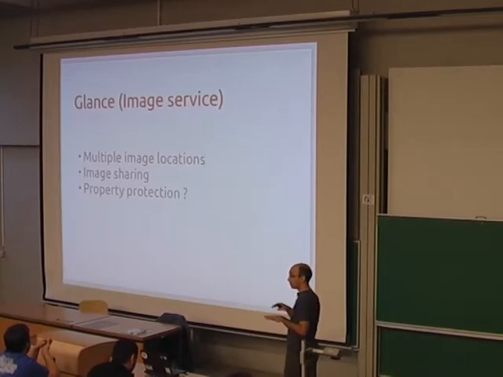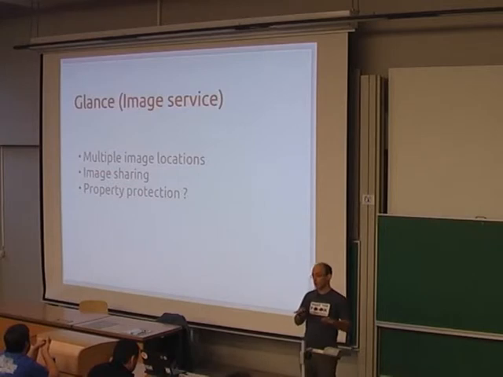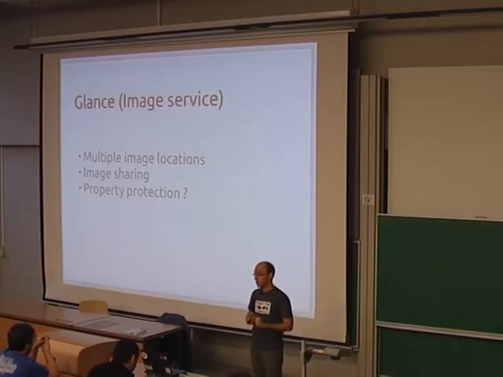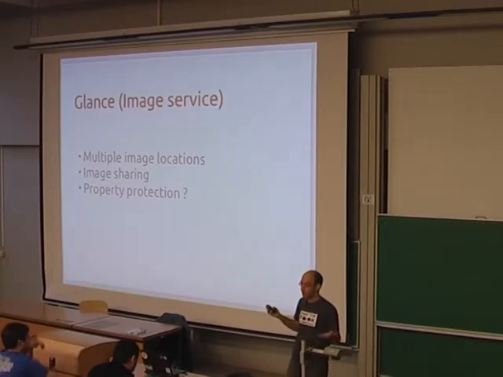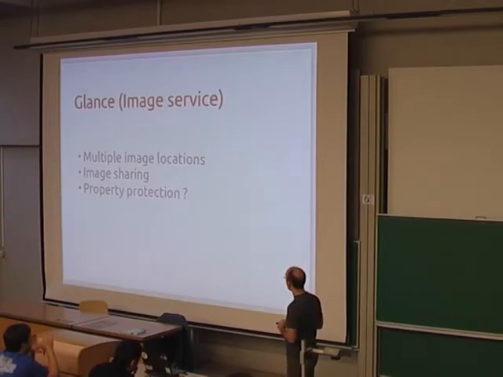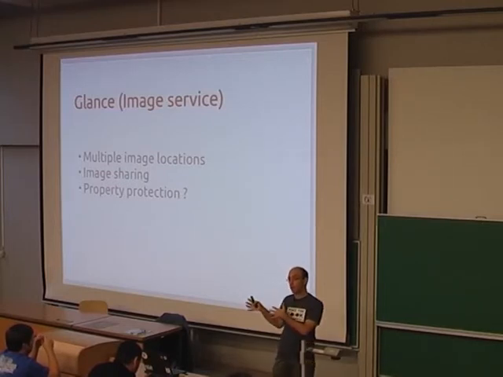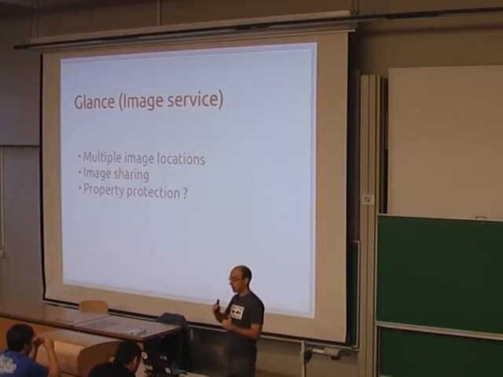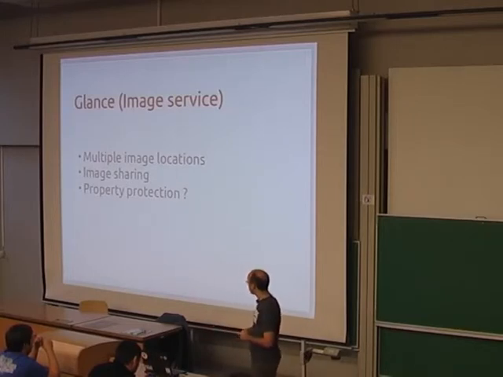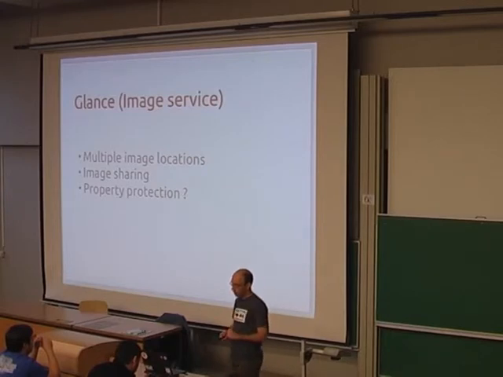Glance is the component that handles disk images for Nova, so it's like a disk image store. They implemented multiple image locations. There's the ability to upload the same image to multiple different places, and then you can pick your favorite delivery method. Image sharing is the ability to share the same image across multiple tenants. Property protection is the ability to change only part of the metadata and not allow that person to change everything in the image. So it's more fine-grained protection for disk image metadata.